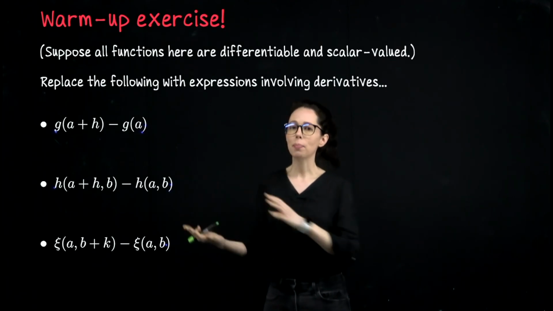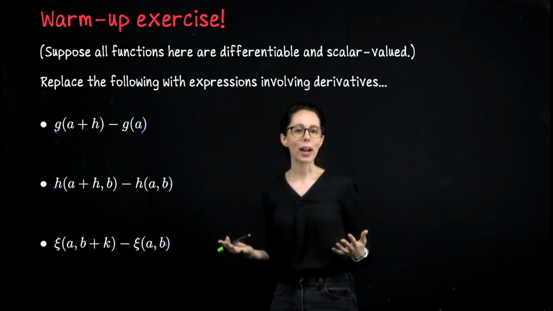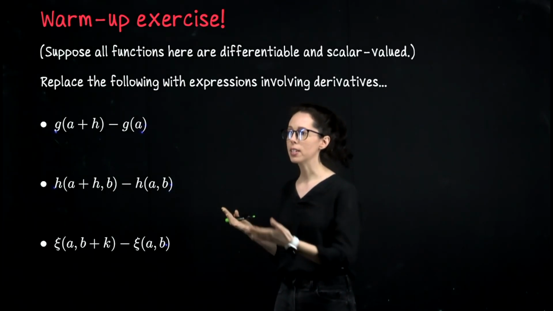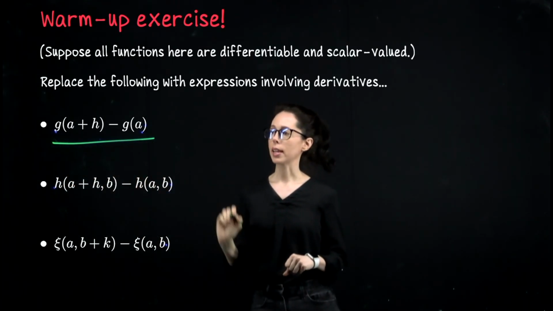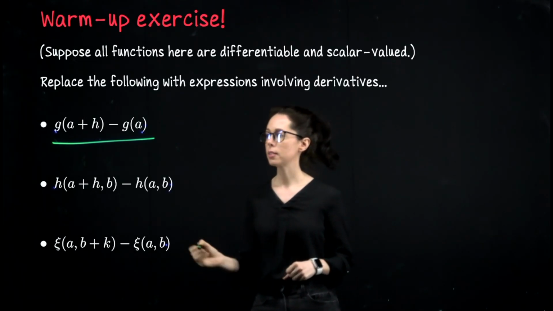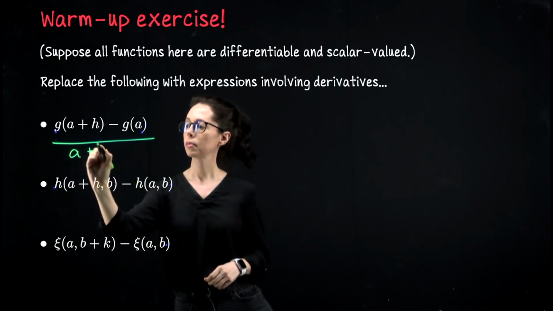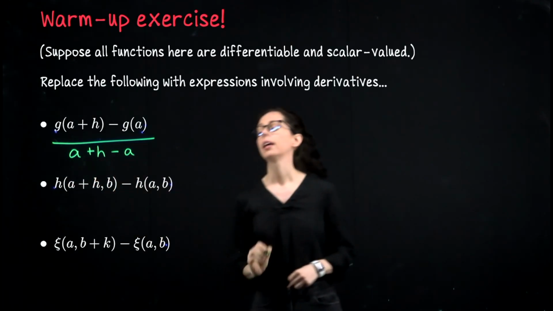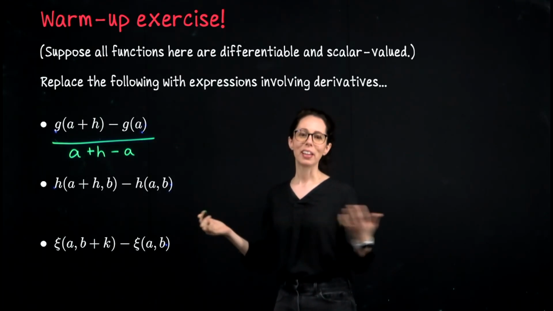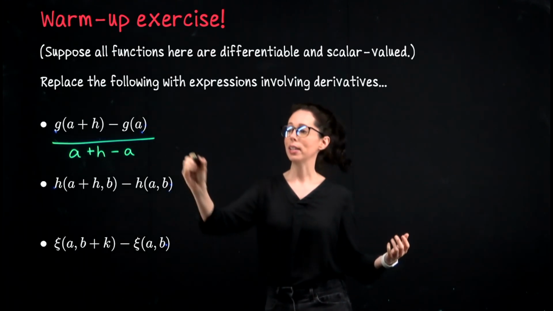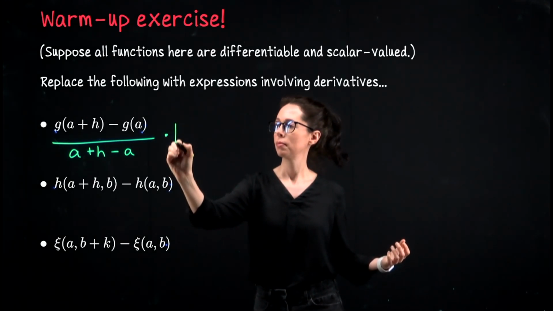Again, I'm not going to take a limit or anything like that, but let me take this difference in outputs and divide it by what I would like to see were I writing down a difference quotient, and that is the difference in the inputs. So it's like difference in outputs divided by difference in inputs. Here, that would look like a plus h minus a. But as we know, you can't just divide. We need to balance that out.